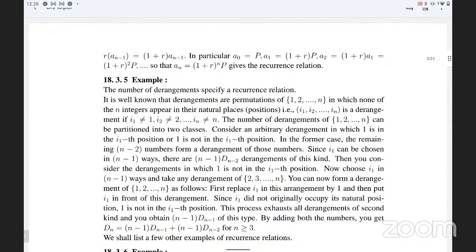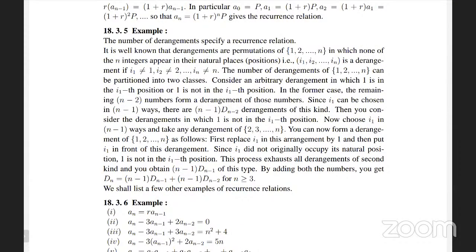Another example: D arrangements, or permutations of 1, 2, 3, and so on up to n, in which none of the n integers appear in their natural places. So i1 is not equal to 1, i2 is not equal to 2, in is not equal to n. The number of D arrangements of 1, 2, 3 can be partitioned into two classes. Consider an arbitrary D arrangement, with 1 in the ith position or 1 not in the ith position. In the former case, the remaining n minus 2 terms have D arrangements, and i1 can be chosen in n minus 1 ways.